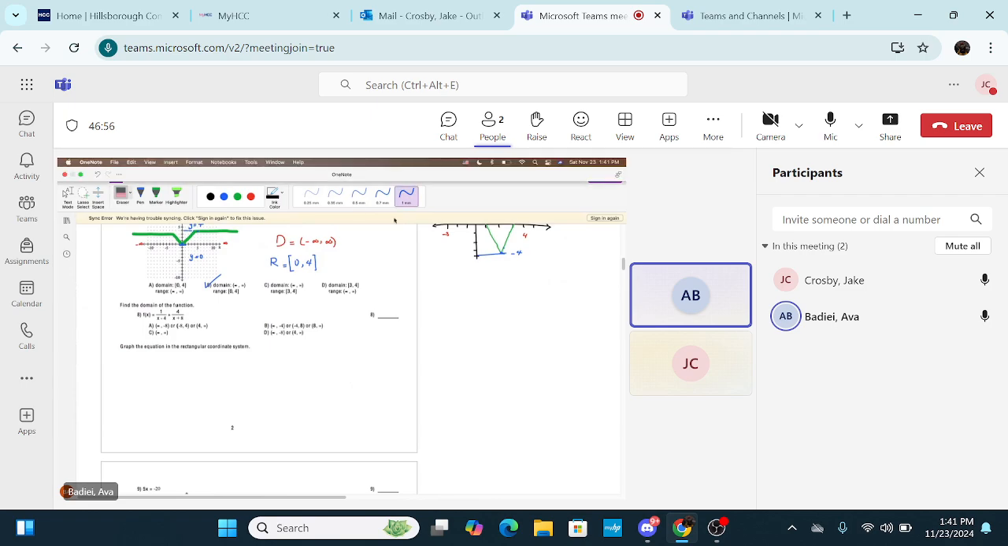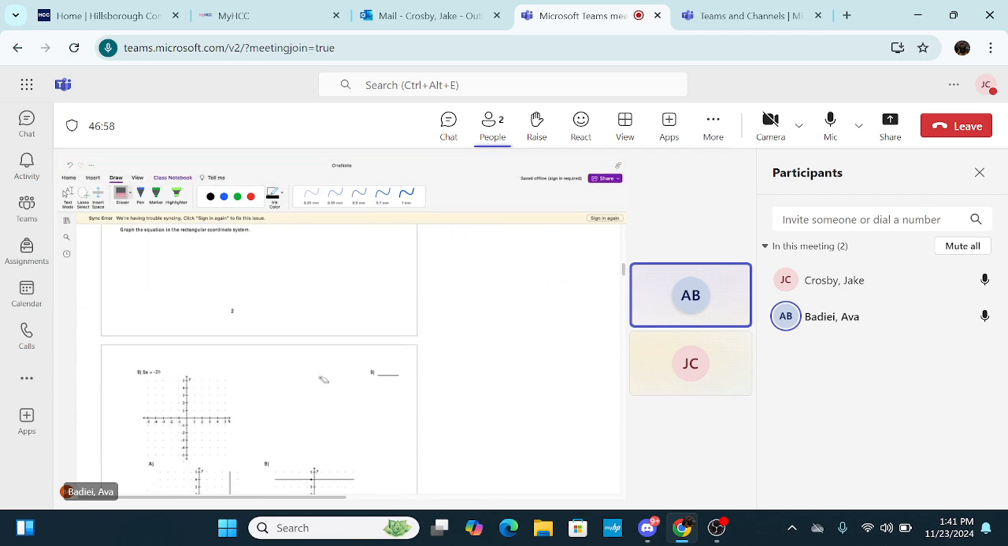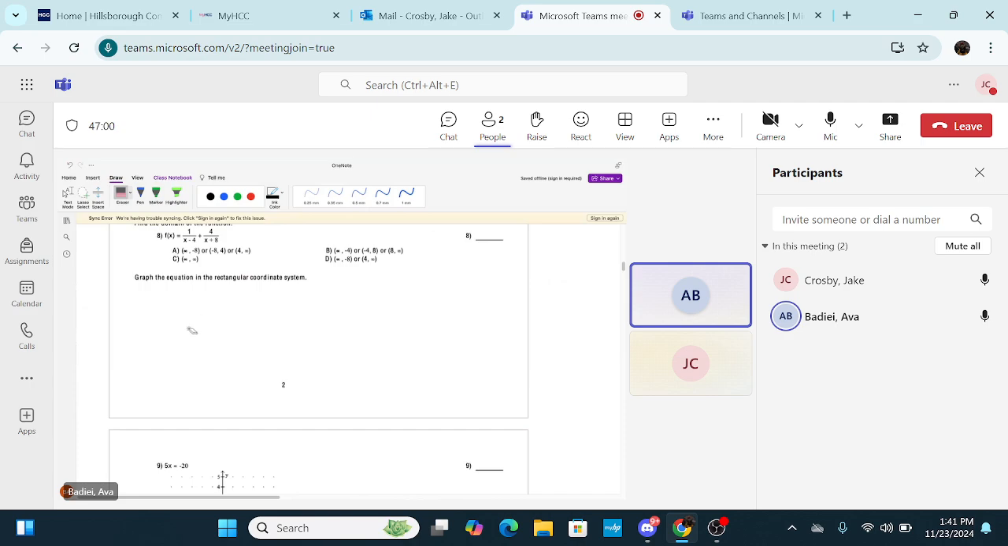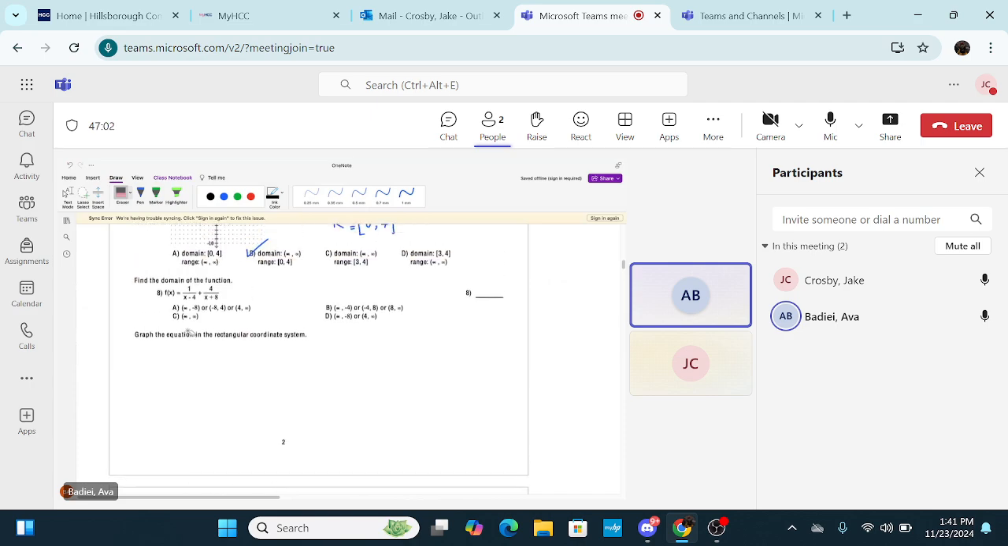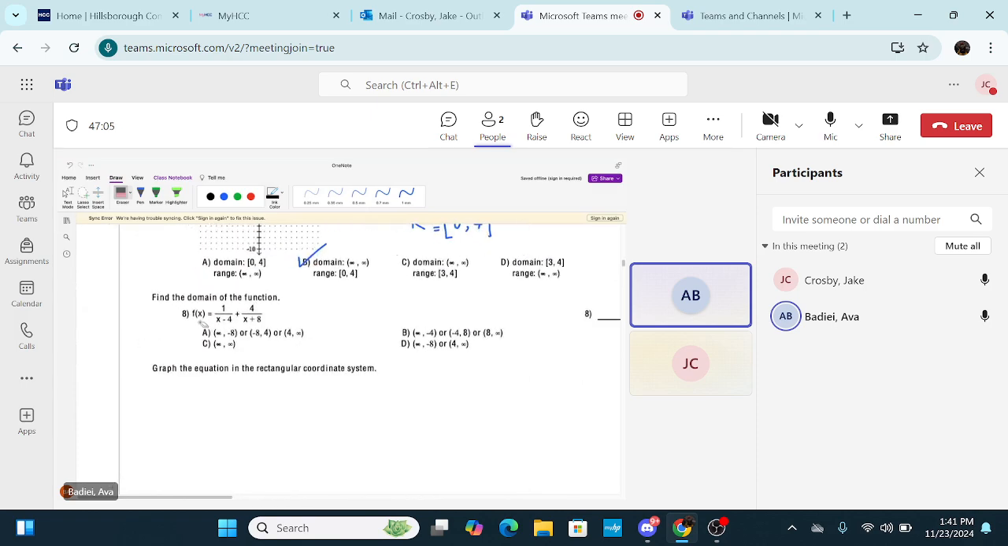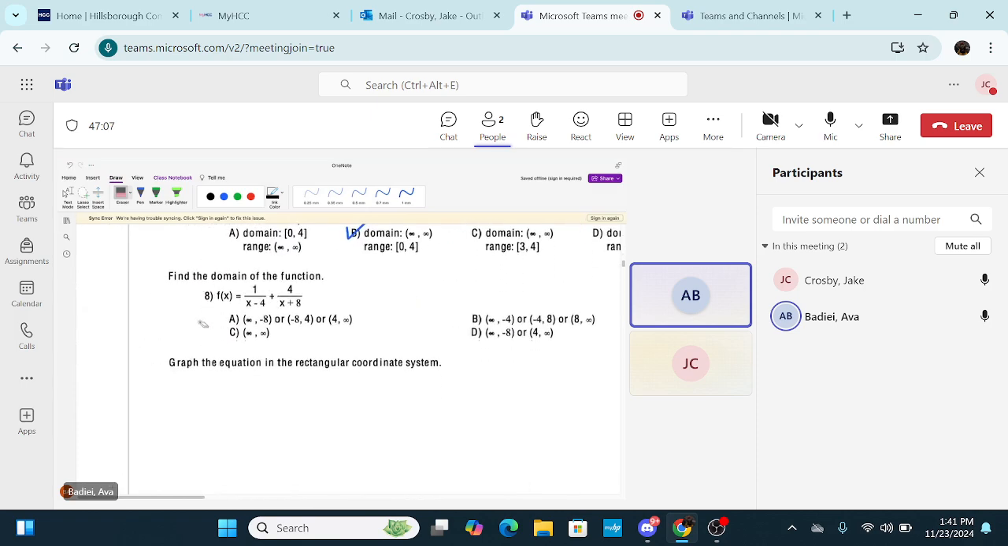All right, so we still have like 20 minutes left. Let's go, number 8. So find the domain of the function. Now, again, it's the same thing, but instead of a graph, we have the actual function, the equation for it. Now, here are the different things you need to know.